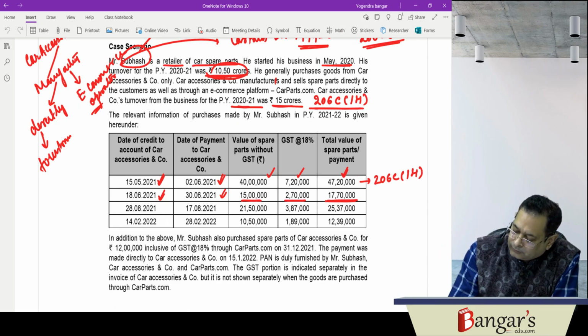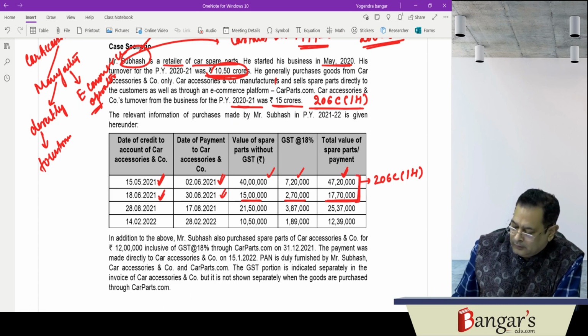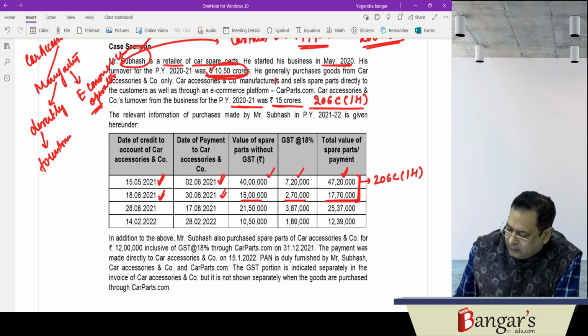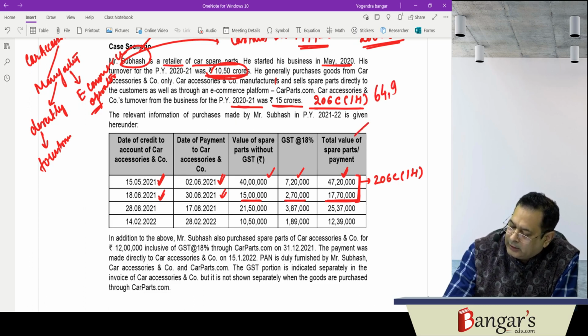Now here, how much amount has the seller debited? That is 47 lakh 20,000, inclusive of GST, plus 17 lakh 70,000. So the total amount inclusive of GST is 64 lakh 90,000. In excess of 50 lakh rupees, how much is it? Here it is 14 lakh 90,000.